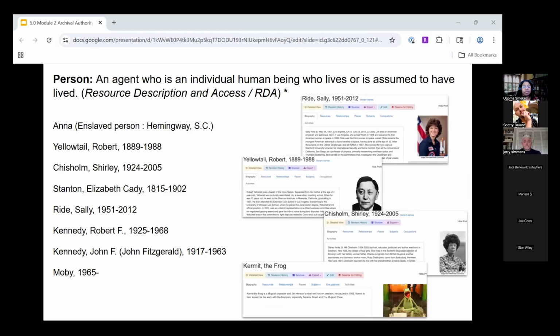Let's move on to persons. RDA defines a person as an agent who is an individual human being who lives or is assumed to have lived. Though RDA restricts the definition of a person, SNAC further defines persons to include persons named in sacred scriptures, saints, fictitious and legendary persons, and non-human entities, like Charlie Brown, Snoopy, and Kermit the Frog. Please note patterns with person names: surname, comma, forename, comma, date element. In some cases, when name forms are vague or underdocumented, there are conventions to qualify names.